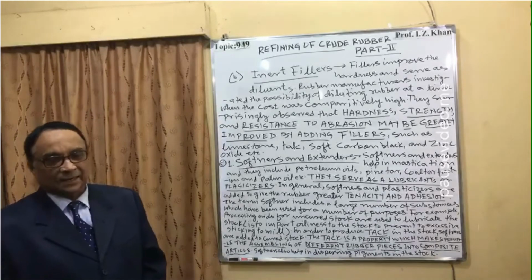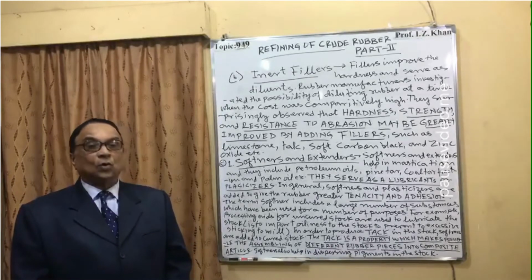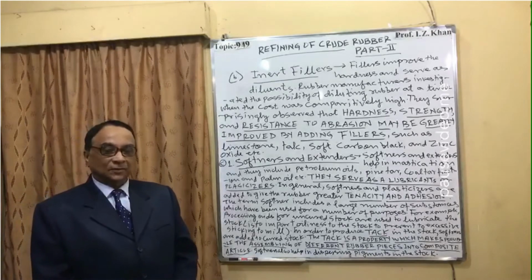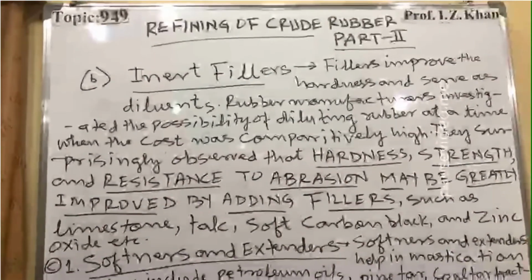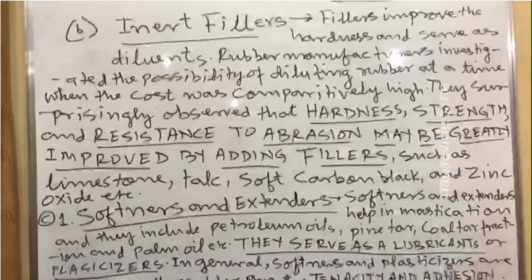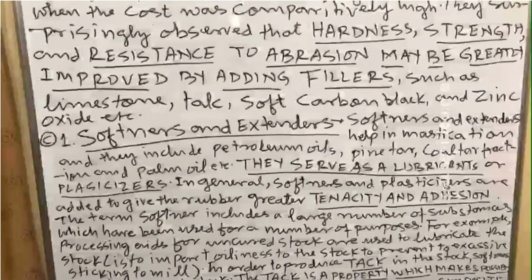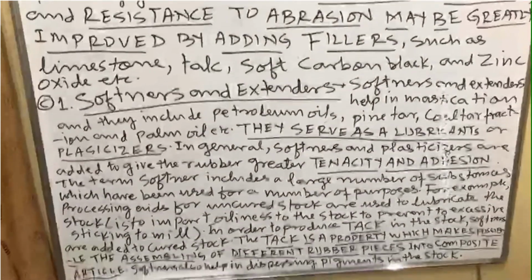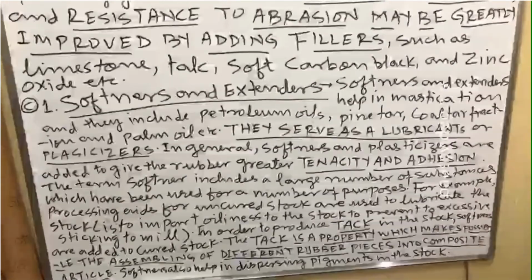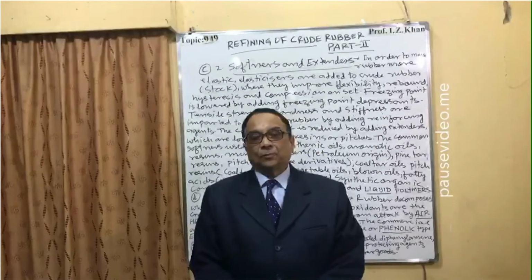Pigment means color, red color, white color or green color. So these softeners play an important role in the rubber industry, to distribute the different types of pigments. So under C, that is softeners and extenders, point number 1 is discussed.